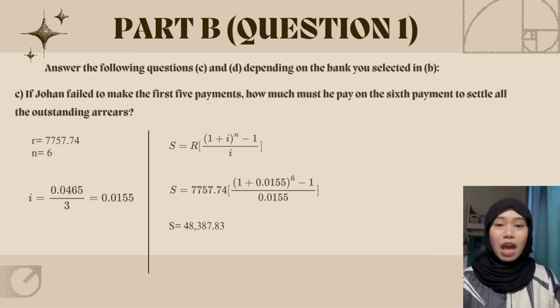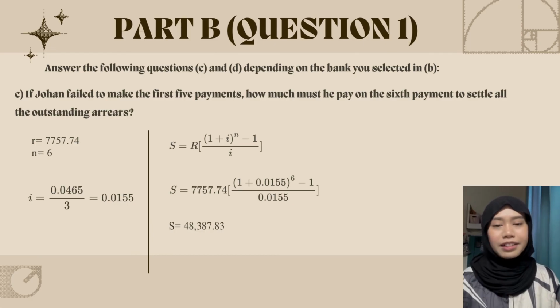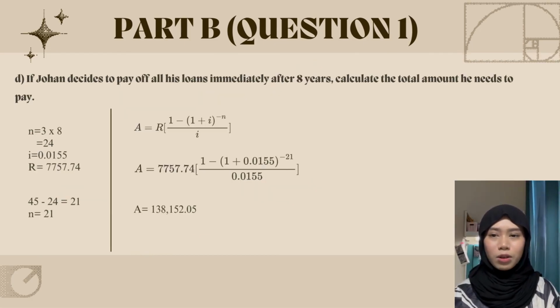For part B, question 1C, if John failed to make the first 5 payments, how much must he pay on the 6th payment to settle all the outstanding arrears? First, we need to identify the information given. R is 7,757 ringgit 74 cents. I is 0.0155 and N equals 6. So we need to use this formula. S equals 7,757.74[(1 plus 0.0155)^6 minus 1] divided by 0.0155. And the answer for S is 48,387 ringgit 83 cents.